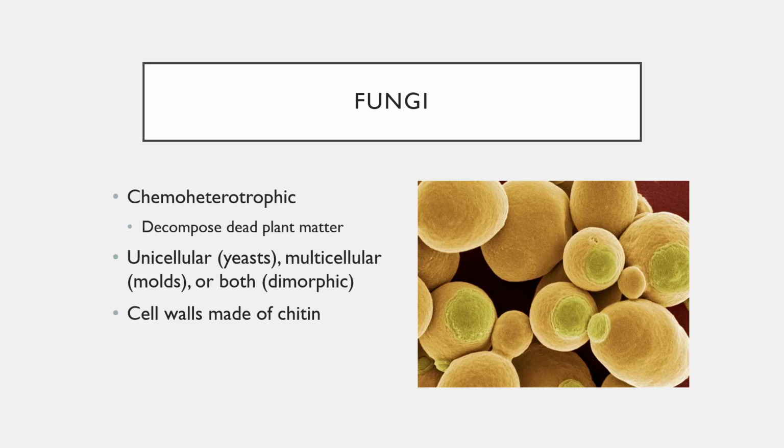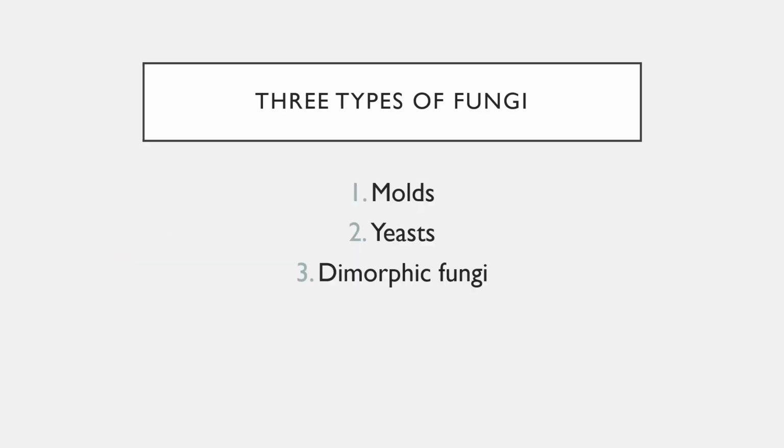They reproduce either sexually or asexually, and we'll talk about those different mechanisms. And an important part of their reproduction is the use of structures called spores. So we're going to take these three types of fungi step by step by looking at the molds first, and then the yeasts, and then looking at dimorphic fungi. For each type, we're first going to look at the physical characteristics, and then we'll talk about their reproduction.